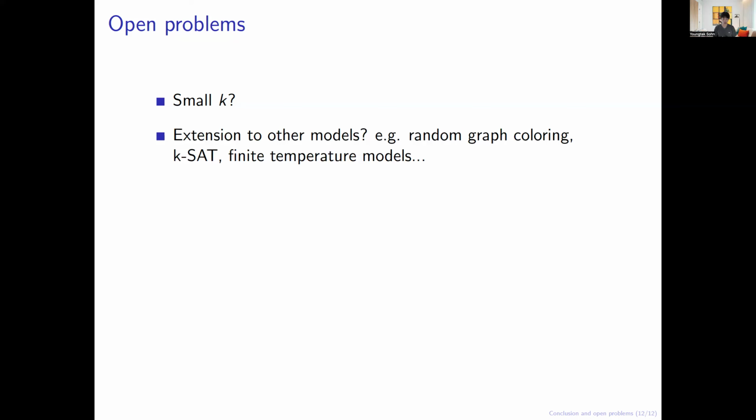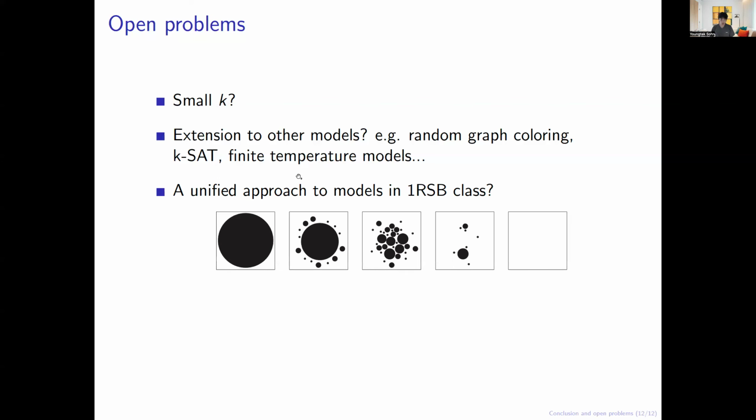One can also discuss extensions of this condensation phenomenon and the local weak limit to other models such as random graph coloring, the k-SAT model, and finite temperature models. Also, one can ask about a unified approach to models in the 1RSB class. So far, our study has been divided into model-specific techniques, and it would be nice to have a proof technique that can deal with many models in the 1RSB class.